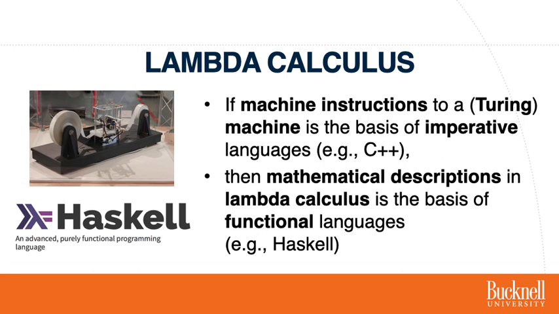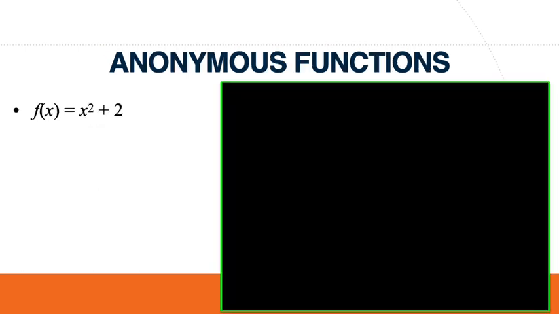If machine instructions to a Turing machine is the basis of imperative languages such as C++, then mathematical descriptions in lambda calculus is the basis of functional languages such as Haskell. Instead of describing a set of instructions to a machine, we are describing a set of mathematical functions. The foundation of lambda calculus is anonymous functions.